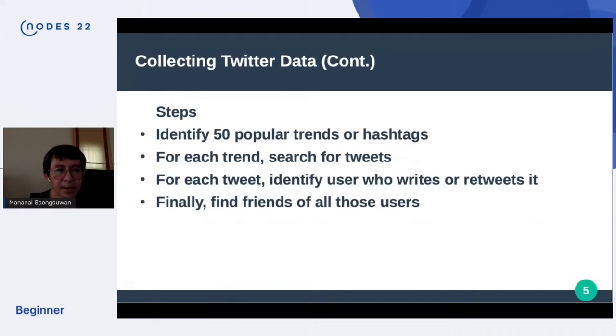The first step is to identify 50 popular trends or hashtags in the Twitter network at the moment. For each trend, we search for tweets with that keyword. Third, for each tweet, we identify who wrote or retweeted it, so we get the user from each tweet. And the last step is to identify all the fans of the users who wrote or retweeted.